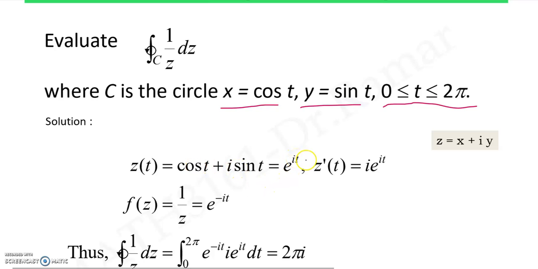Now what is z dash? From this you can find i e to the power it. But what is f of z? f of z is 1 over z, given in the question. That's why 1 over z is nothing but 1 over e power it. So you put e power it here and write this denominator value into the numerator. It will become e power minus it.